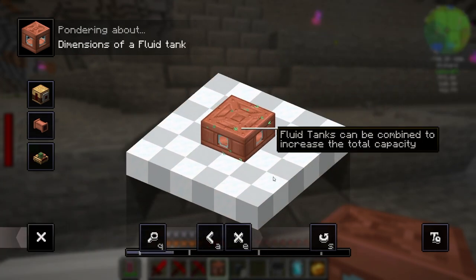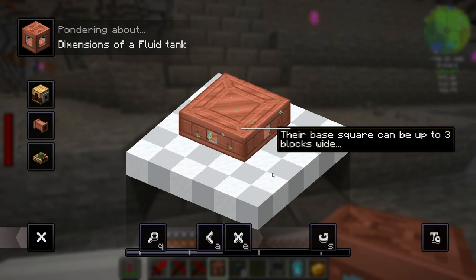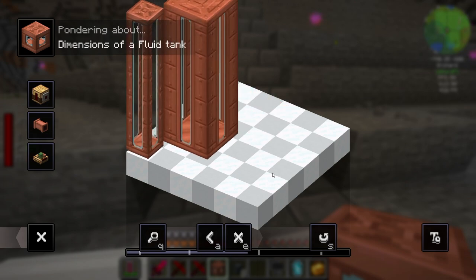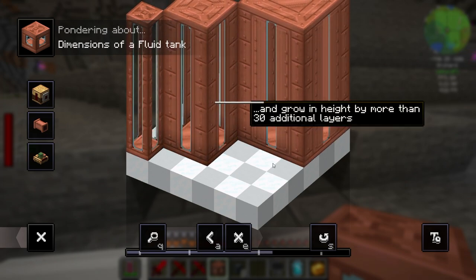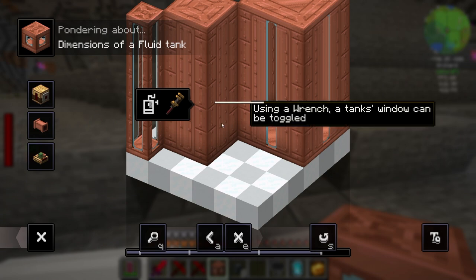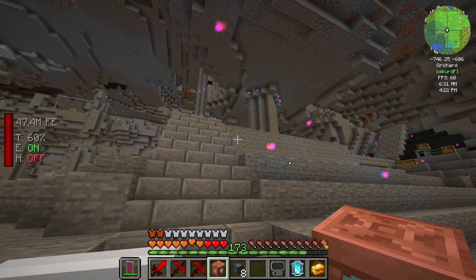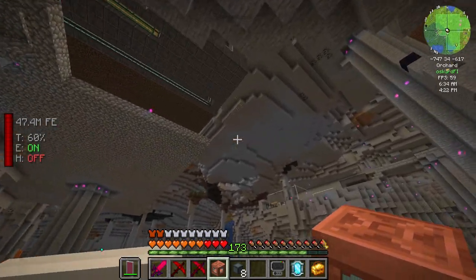If you're looking for love, 2 by 2. That's not 3 by 3. By more than... Wait, what? Can it go up to 30? Well, we definitely don't want to go up to 30 blocks.